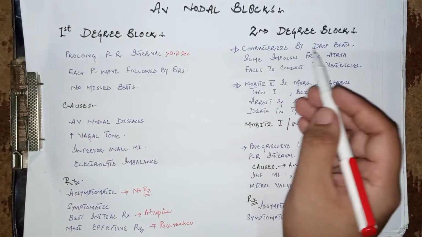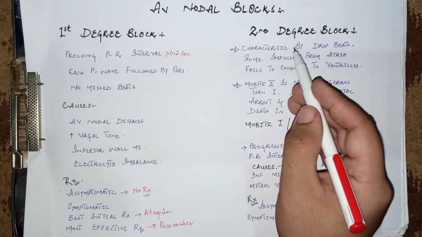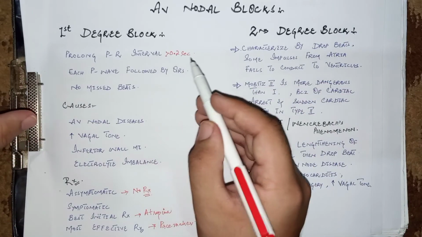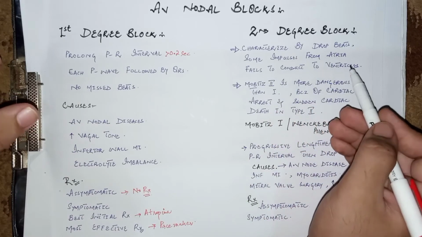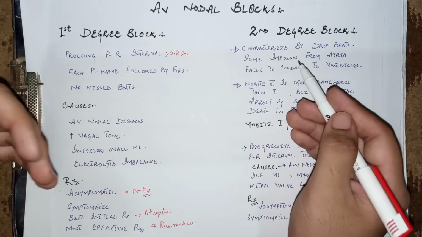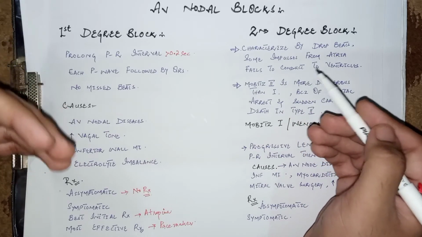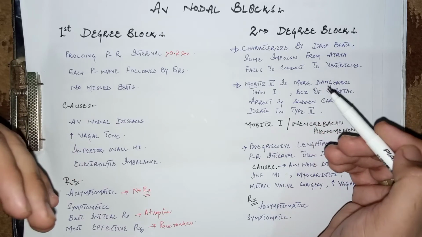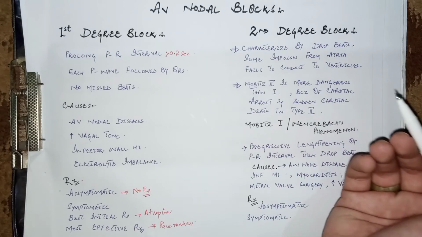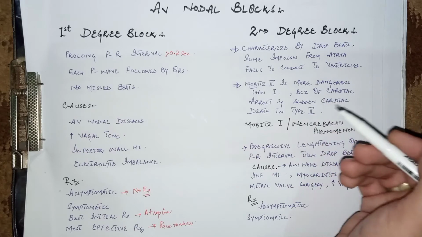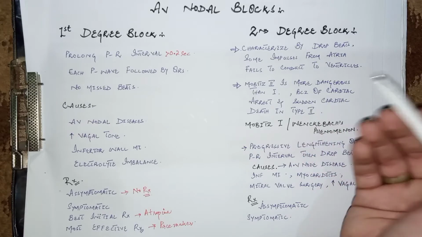Now come to the second degree AV nodal block. It is characterized by dropped beats, and the severity is a little bit more than the first degree AV nodal block. Some impulses from the atria fail to conduct into the ventricles due to blockage. The second degree heart block is classified into Mobitz type 1 and Mobitz type 2 block. Mobitz type 2 is much more dangerous than type 1 because the chances of cardiac arrest and sudden cardiac death are more in type 2 second degree AV nodal block.